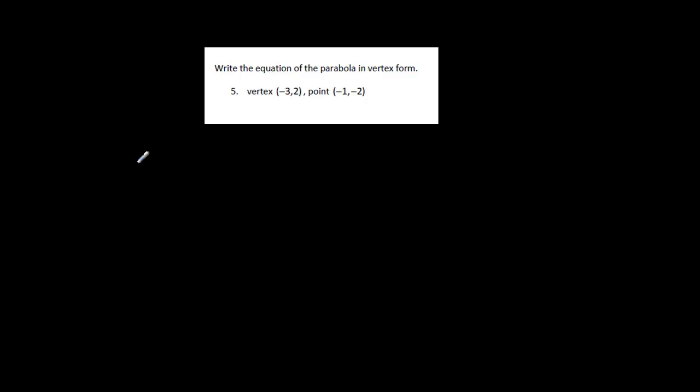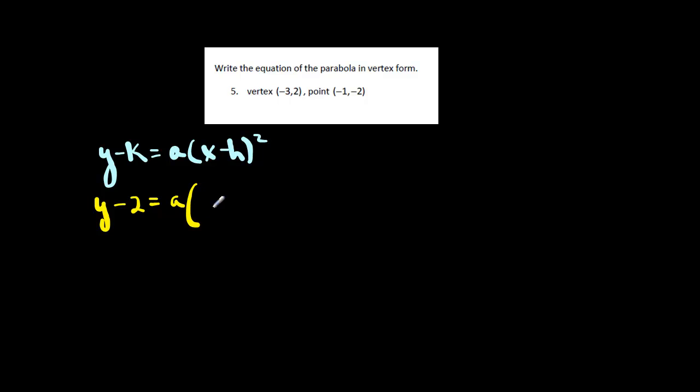Number 5, vertex form. So we're going to write down the vertex form. y minus k equals a(x minus h) squared. Next we're going to put in the vertex. So y minus 2 equals a(x minus -3). So it's going to be x plus 3.